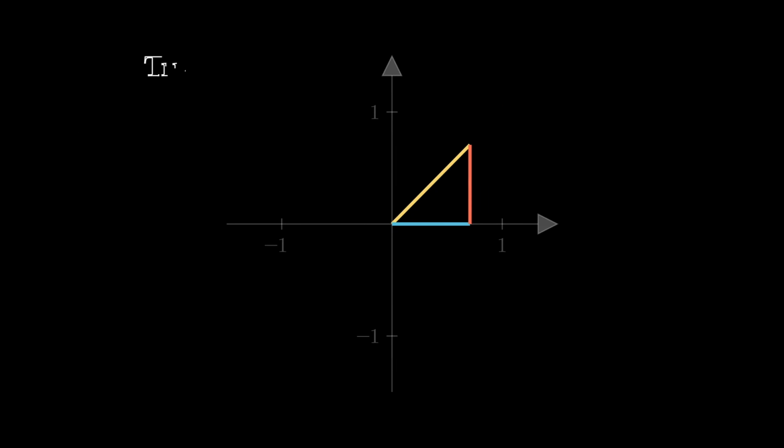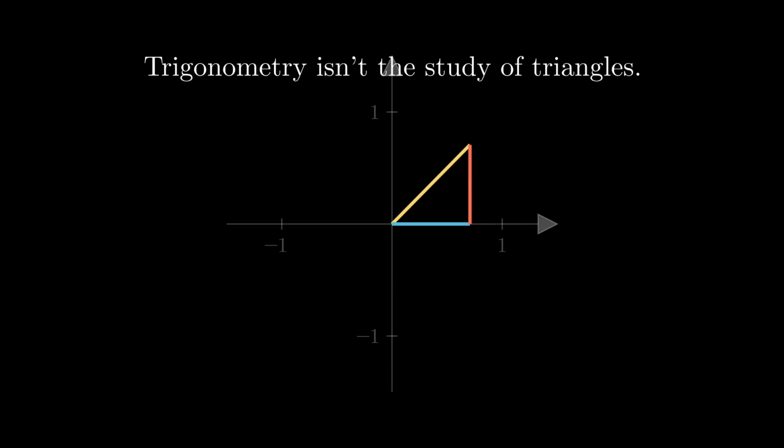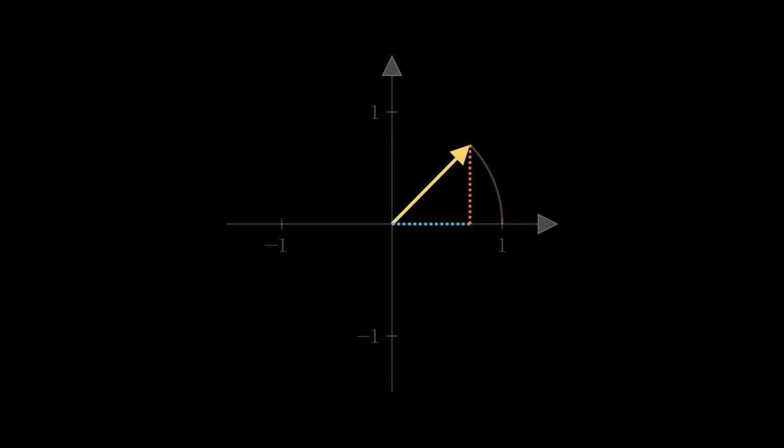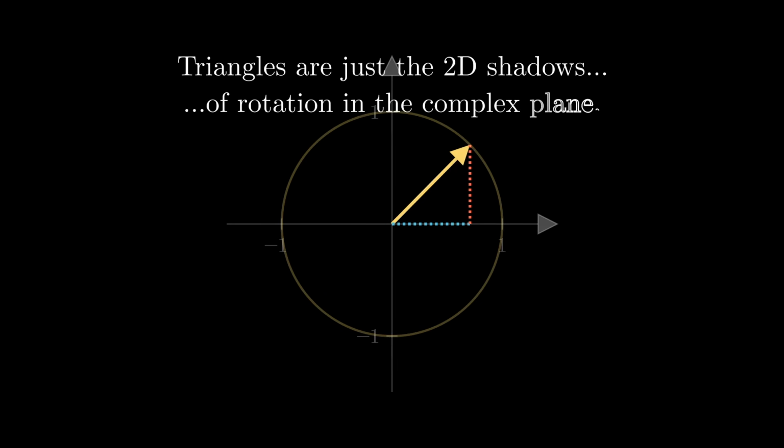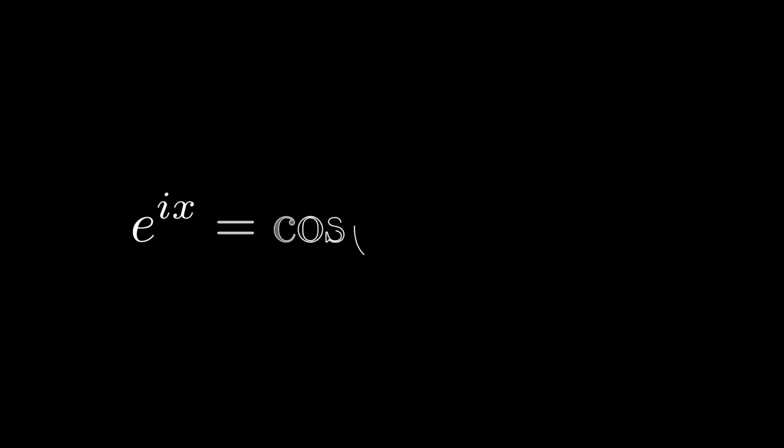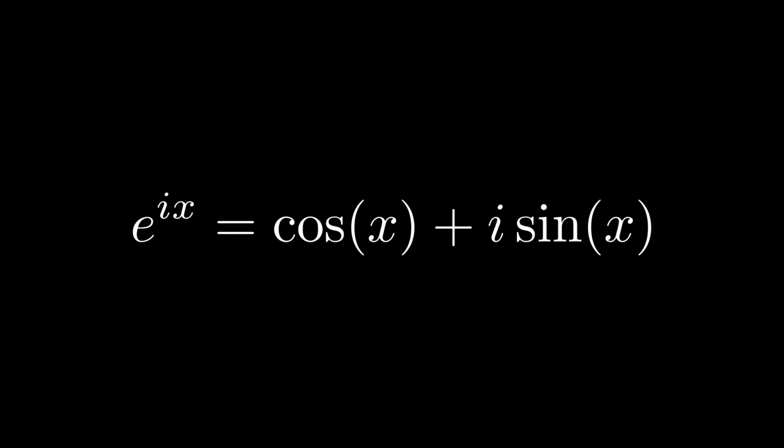Now we are nearing the end of the video. Trigonometry is the study of triangles. Triangles are, in a way, just a 2D shadow of something deeper that goes underneath. The rotation in the complex plane. And it's guided by this one formula over here.